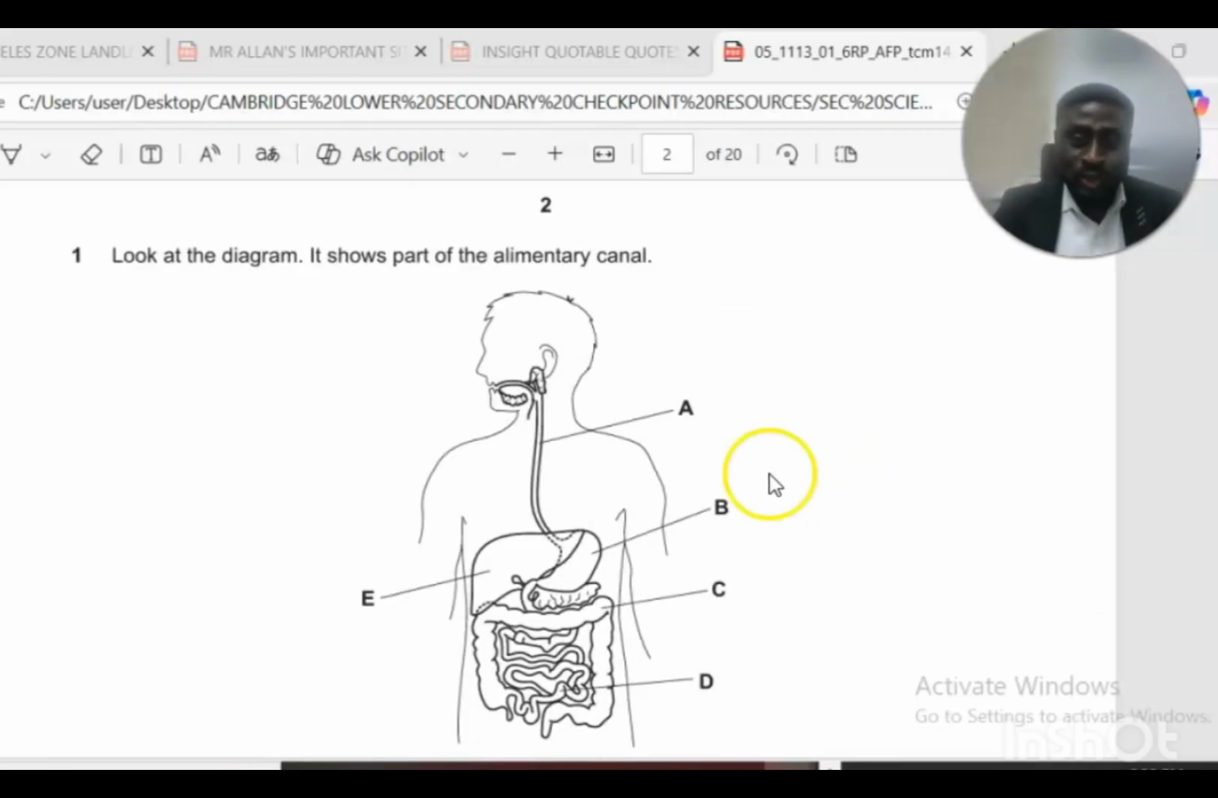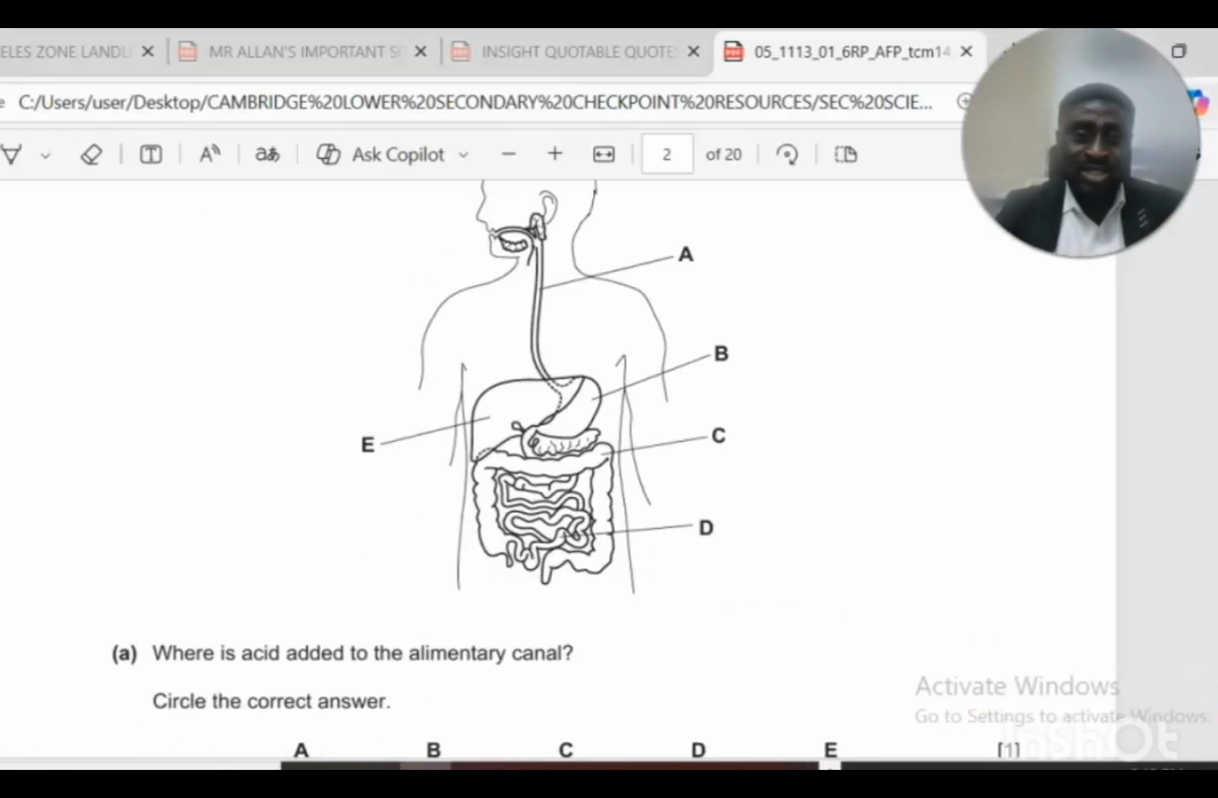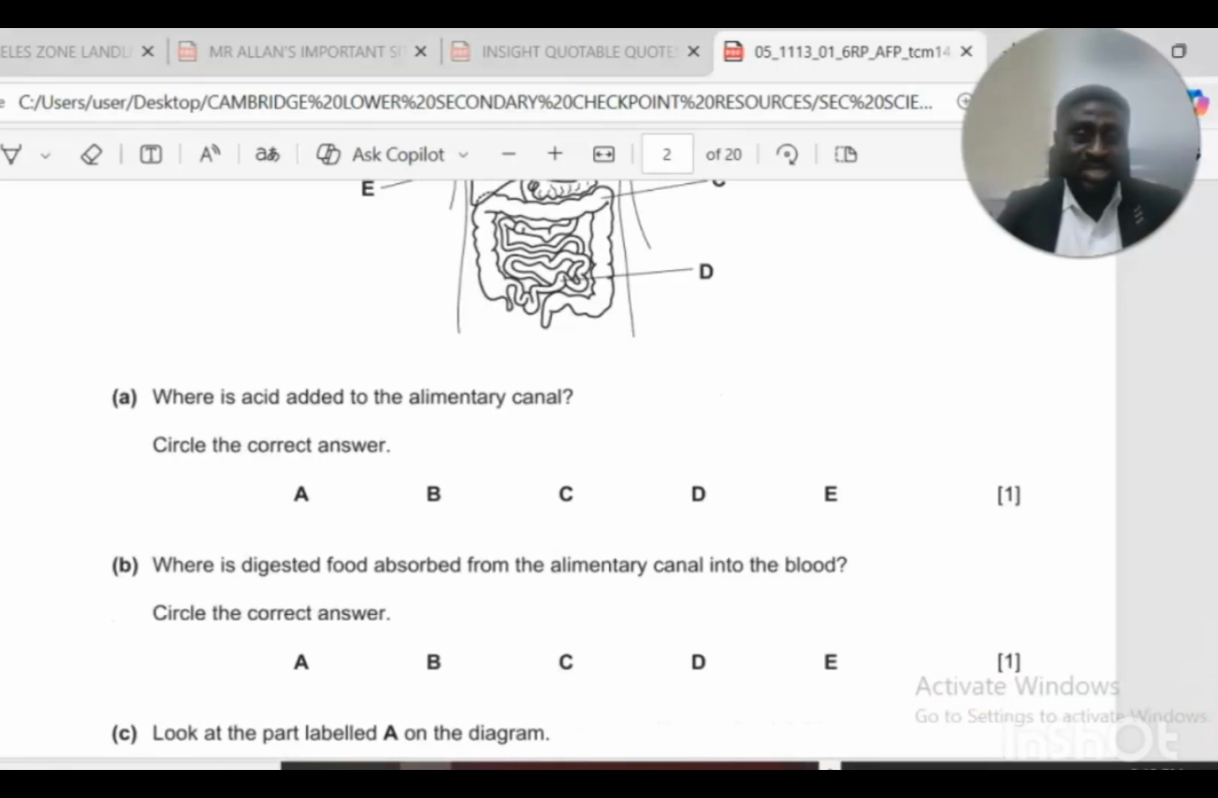Now there's a diagram here showing that canal, and the diagram has some unlabeled organs identified with letters A, B, C, D, and E. Each organ has a name and a particular role or function to play in the alimentary canal, digestive system, or gastrointestinal system. Now let's see the questions. Part A says, where is acid added to the alimentary canal? Circle the correct answer, A, B, C, D, or E.